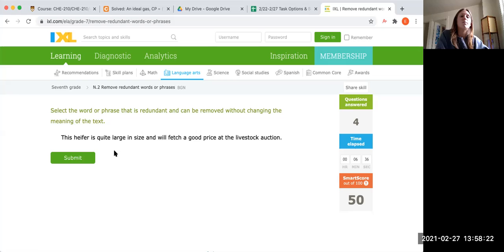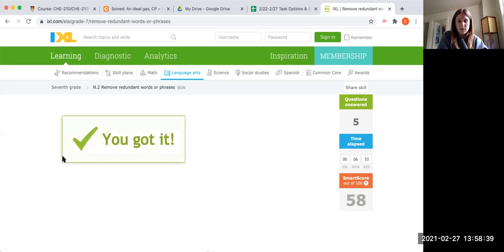So I'm going to point you guys to this right here: quite large in size. We just don't need the phrase in size. Quite large, obviously large is going to refer to the size, so we don't need to restate that right there. So that's going to clear up this sentence.